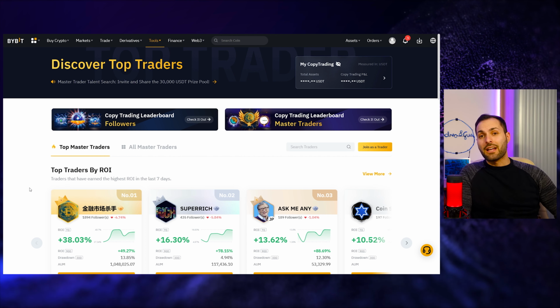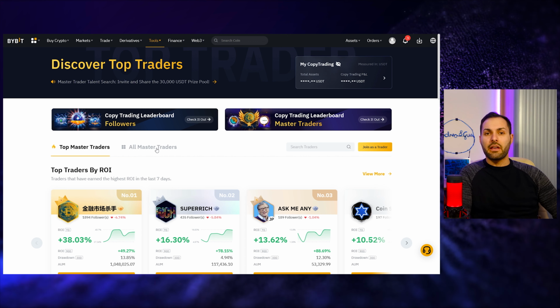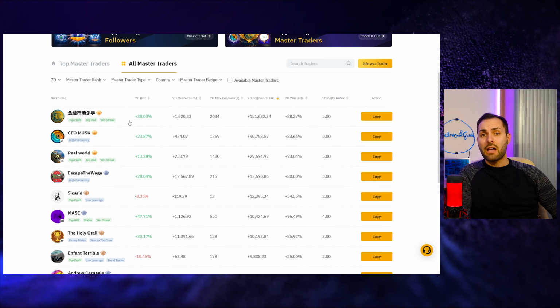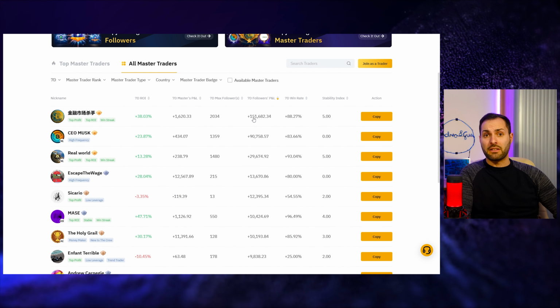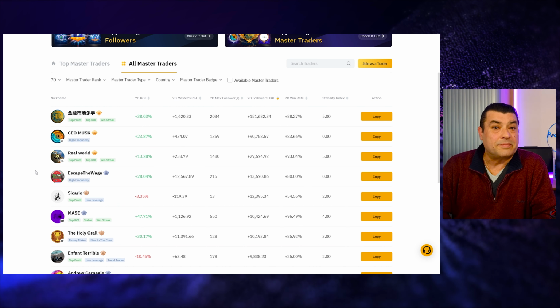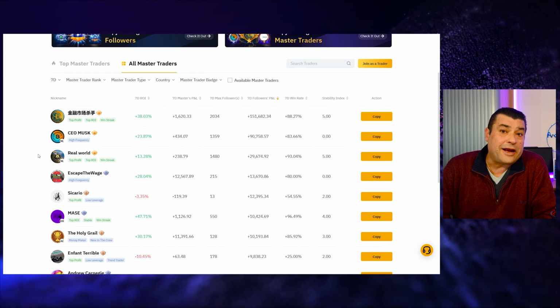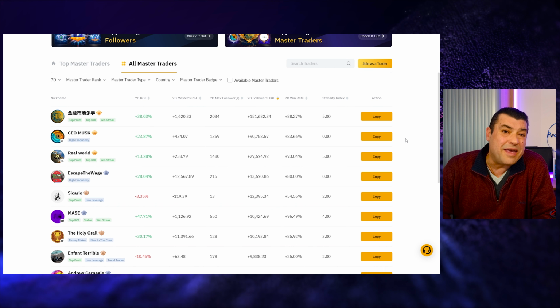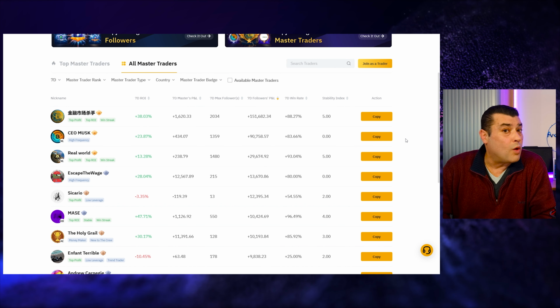To truly understand how these traders perform over time, we recommend visiting the All Master Traders section. This section allows you to dig down into a trader's performance over the long term, rather than just the past 7 days. It's better to put your money in traders who do a decent job over a long term, rather than just one trader who maybe got unlucky over the last 7 days or had only one good trade.